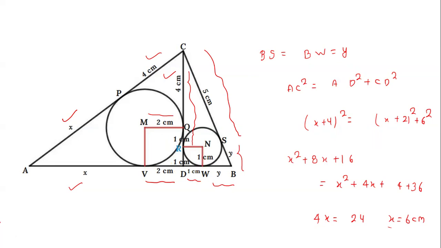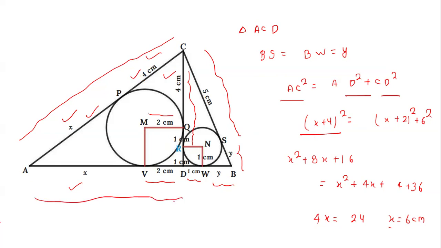So now we apply the Pythagoras theorem. You see the triangle ACD. In the ACD, we can write AC square as AD square plus CD square simply. So what is the value of AC? It is x plus 4, this x and this 4. So x plus 4 whole square as AD square. What is the value of AD? This is x plus 2, this is x, this is 2.